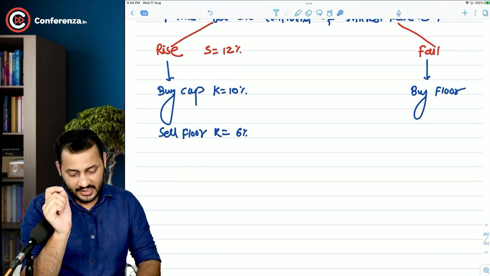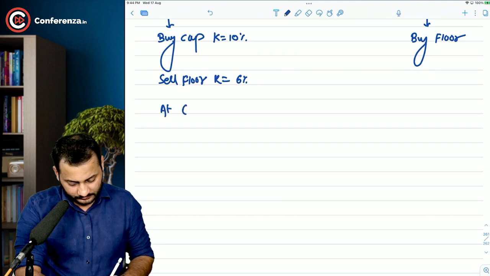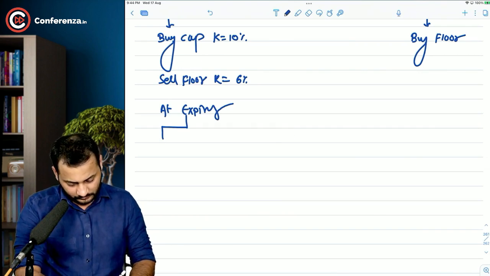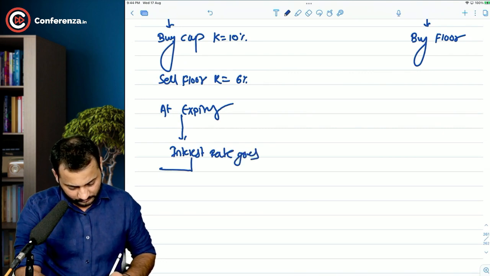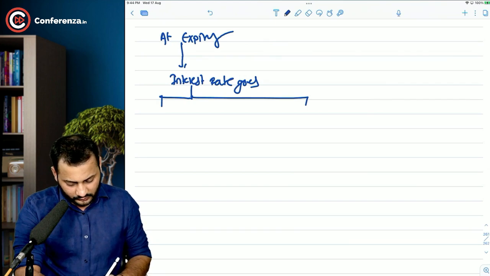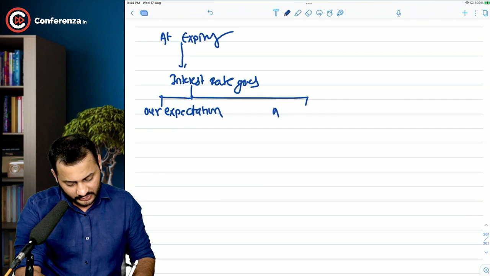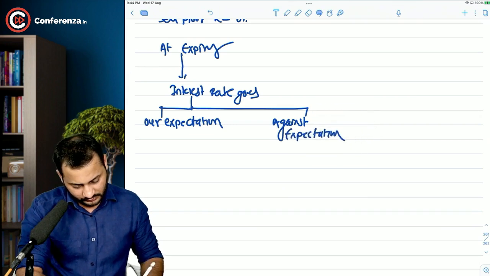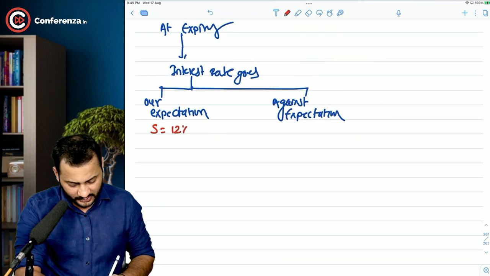So what will happen at expiry? At expiry, if the interest rate goes to 12%, let's say, at expiry there will be two things. Interest rate will either go according to our expectation or against expectation. Okay, what will happen? I will just show you the magic. So if it goes according to our expectations, that means the spot rate will be around 12%.